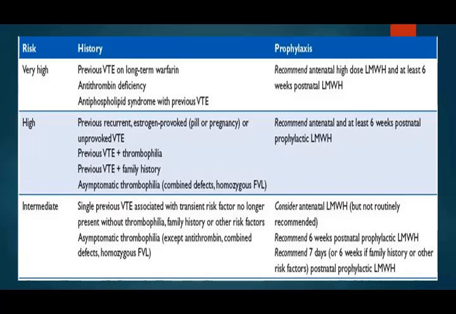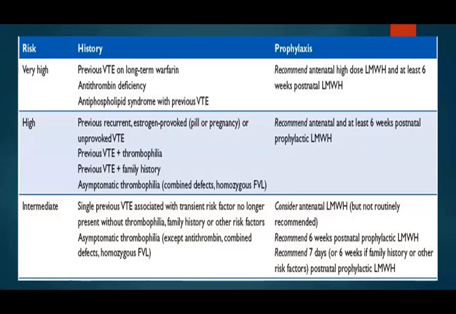Similarly, asymptomatic thrombophilias except antithrombin and combined defects or homozygous factor V Leiden deficiencies. Because the ones with thrombophilias of antithrombin are in the high risk group. We consider antenatal low molecular weight heparin but it is not routinely recommended. With a single episode, with the asymptomatic thrombophilias, we do consider but not routinely recommend. We recommend 6 weeks postnatal. We are more and more worried for the postnatal period.